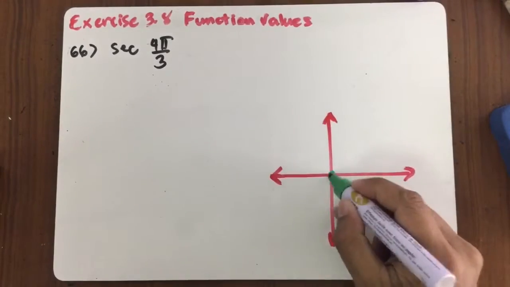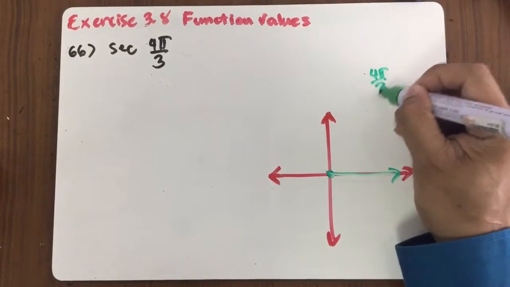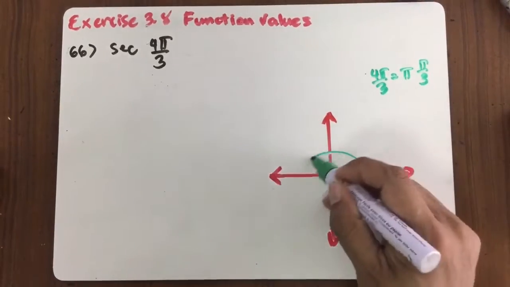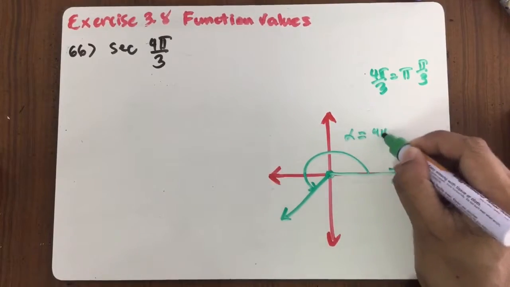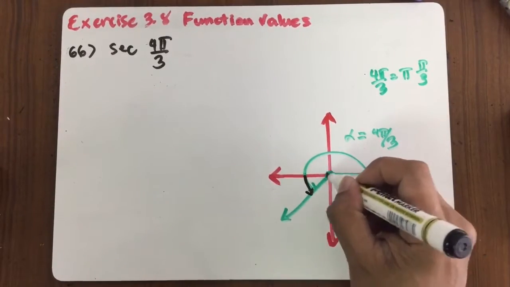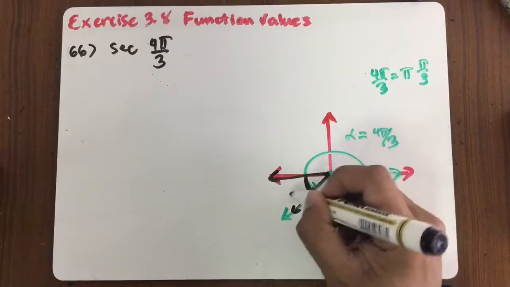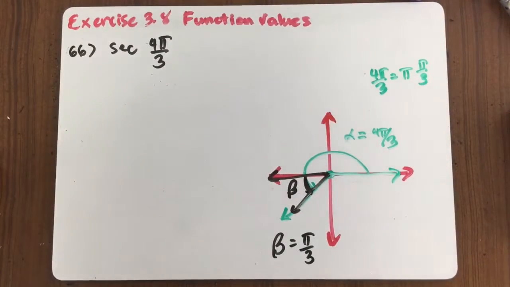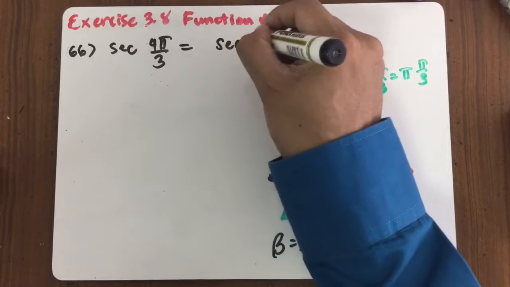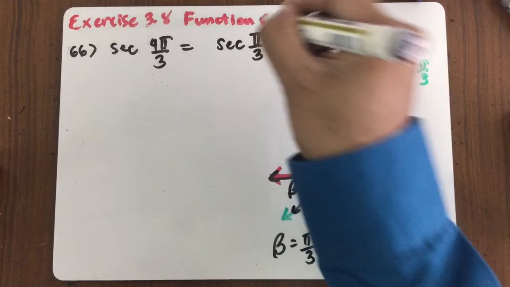Let us now evaluate secant of 4 pi over 3. So, sketch muna natin ng 4 pi over 3. It's pi and pi over 3. So, tayo ay nasa third quadrant. At yung black arc represents our reference angle. So, ang reference angle natin dito is pi over 3. So, this is the same as secant of pi over 3. Kaya nga lang, we must take note kung positive ba to or negative. So, we must append the sign.